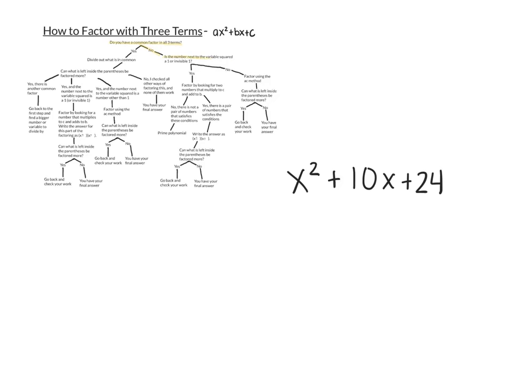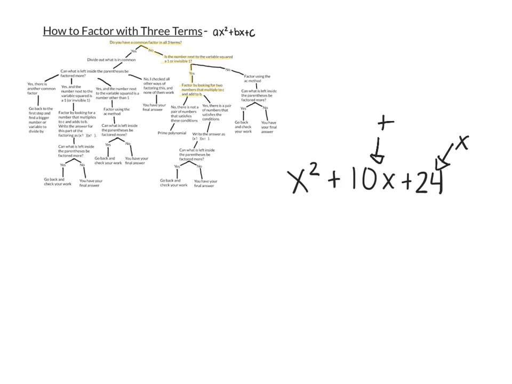So the next is the number next to the variable squared, a 1 or an invisible 1. So here's our x squared. The coefficient, the number next to it, it's an invisible 1. So our answer to that question is yes, it's an invisible 1. So then factor by looking for two numbers that multiply to c and add to b. So this is where we're looking to see what multiplies to 24 and what adds to 10.